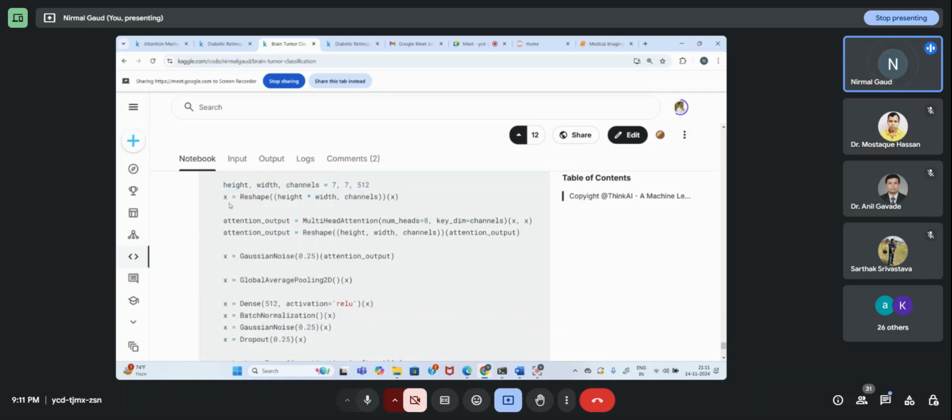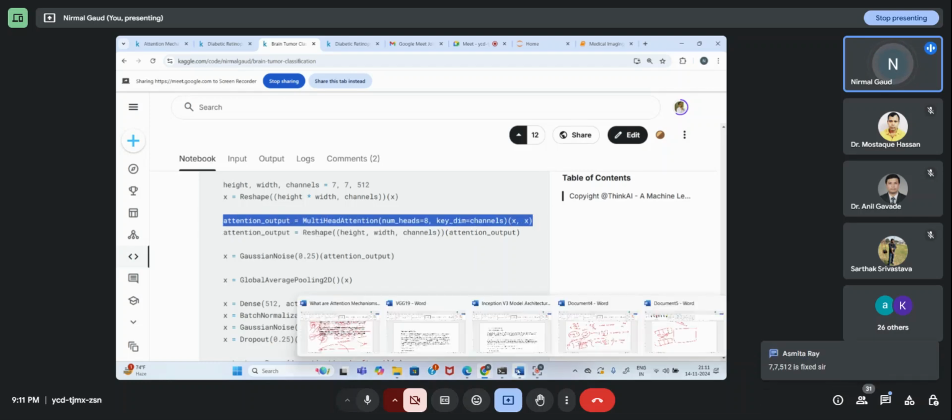Then you have to give this input 49 into 512 to the attention mechanism. This is your multi-head attention. I am taking 8 heads here. And the key dimension, the dimension of the key, I am taking the number of channels, that means 512. That is the root of dk, I hope you remember this, I just taught it. So the key dimension I am taking is 512. This is your multi-head attention, one line.